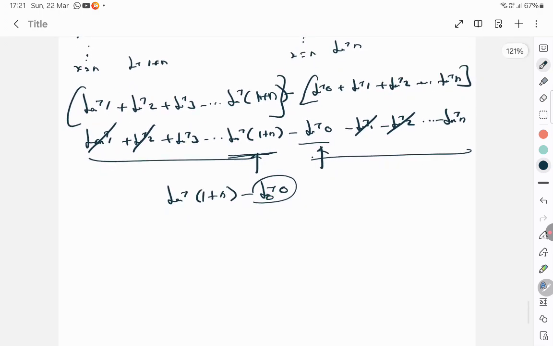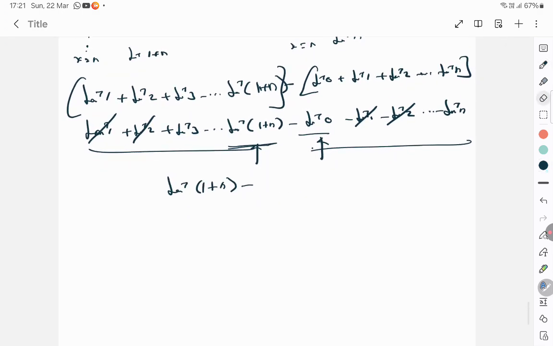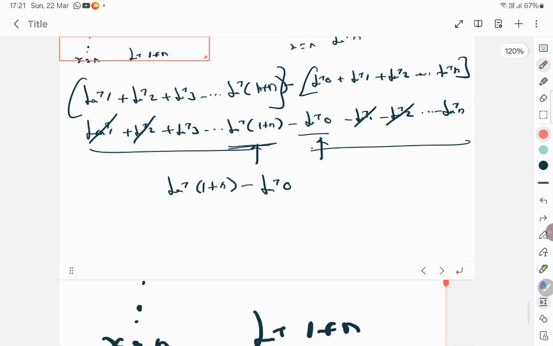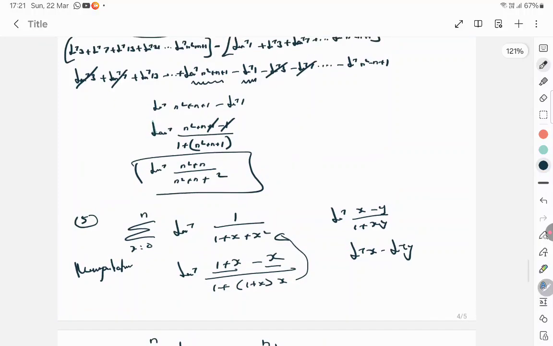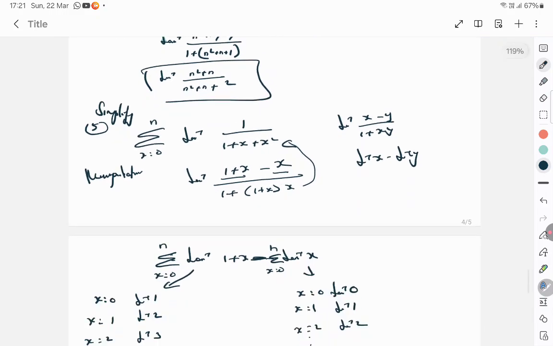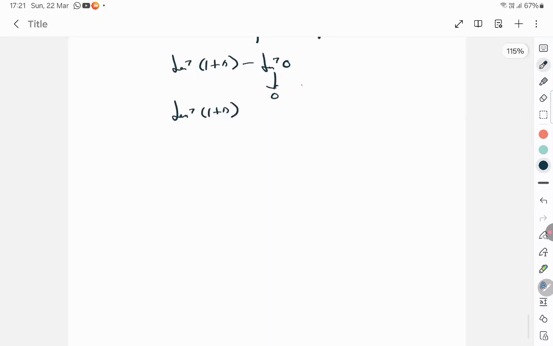You all know tan inverse of 0. When will tan be 0 in inverse trigonometry? At 0. So you don't have to do tan inverse of x minus tan inverse of y. It's unnecessary because we know very clearly and directly that tan inverse of 0 is 0. Therefore the final answer is tan inverse of 1 plus n. Just to simplify this, you just have to simplify the summation and you get this as the answer. I hope you're clear. So let's go to the next question.